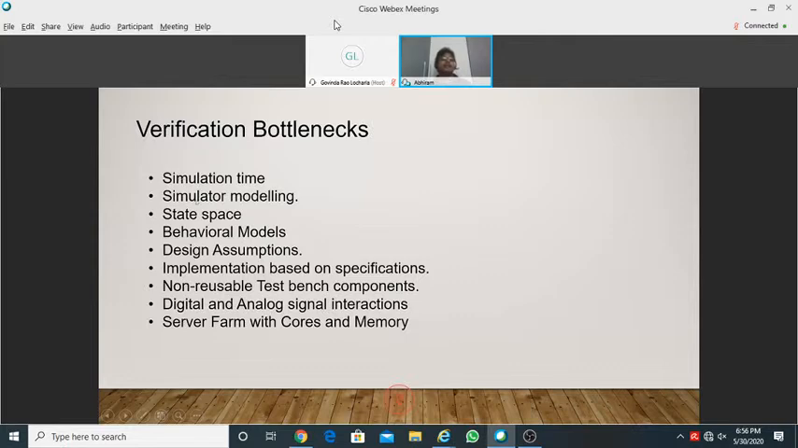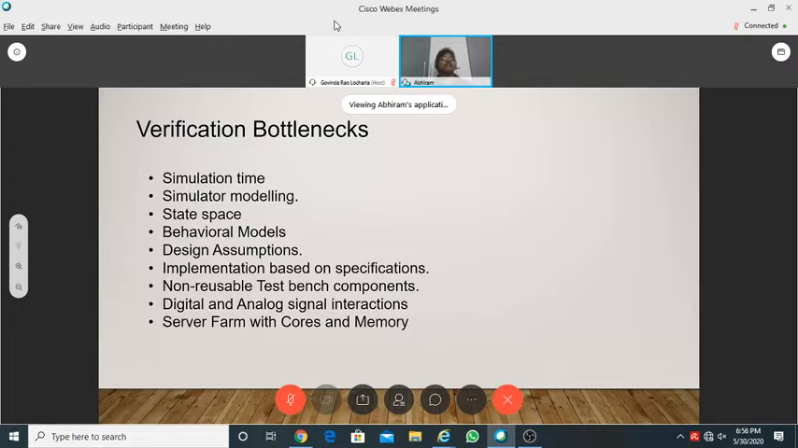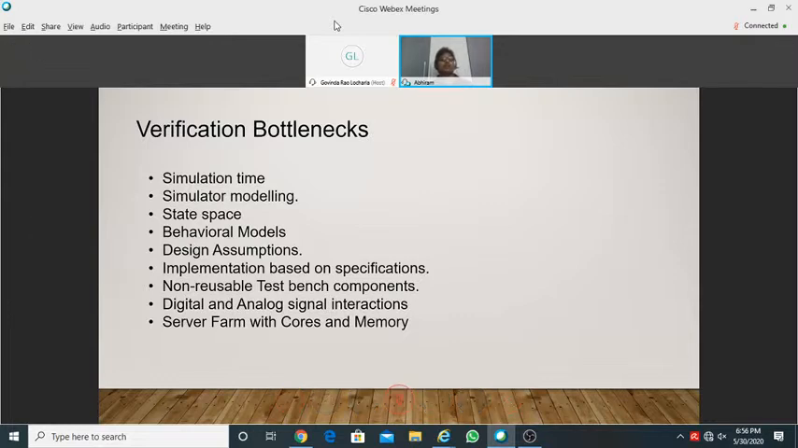And the next thing is the simulator modeling. As I explained, there are three companies which make the simulators. Each of them has their own products: VCS, NCSIM, and Mentor. Each of these three has its own way of modeling. So that is one gray area or verification bottleneck. Some bugs can be found in one simulator, some can be found in another simulator. So qualification of your SOC on a particular simulator is also kind of a bottleneck.